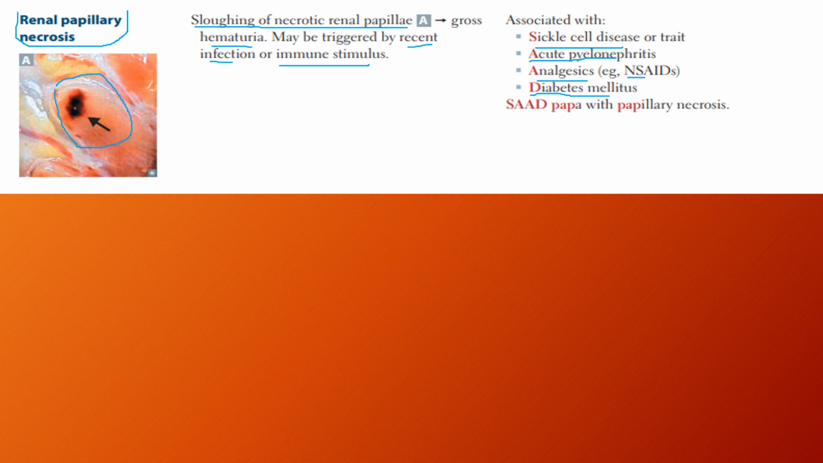You can remember it by a mnemonic: sad papa with papillary necrosis. Sad papa means S for sickle cell disease trait, A for acute pyelonephritis, A for analgesic, which includes NSAIDs, D for diabetes mellitus. These are the associations of papillary necrosis. So remember, sad papa with papillary necrosis.